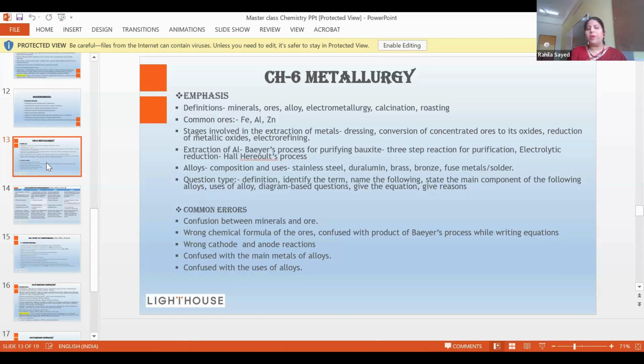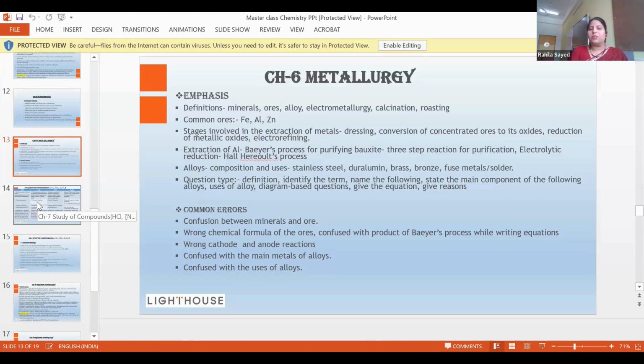So you need to know the Bayer's process for the purification of bauxite, then the three-step reaction for the purification. You need to know the reactions with the temperature and pressure conditions over here, children. All the reaction conditions have to be mentioned when you are writing the reactions. I'm repeating it again and again because you miss out on this and the marks are deducted for that. Electrolytic reduction, that is the purification of aluminium done electrolytically with the help of Hall-Héroult's process.